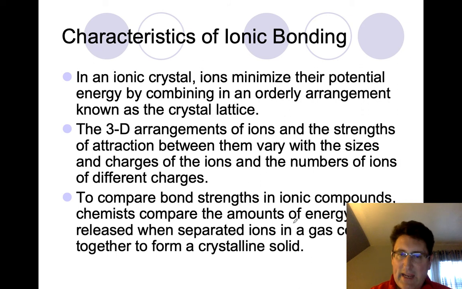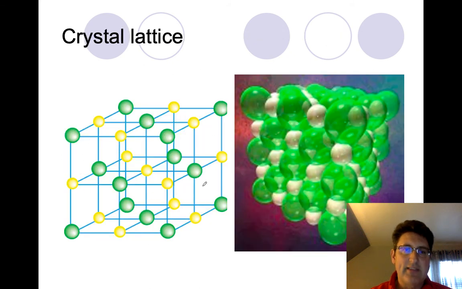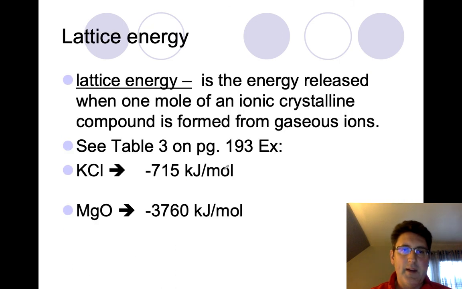To compare bond strength in ionic compounds, chemists compare amounts of energy released when ions form from a gas into a crystalline solid, okay? And that's called lattice energy. So that's our next thing we're going to define. This is just showing you a crystal lattice. This would be like NaCl. This is a very simple unit cell, okay, of +1 and -1, or it could be +2, -2, and +3, -3, okay?